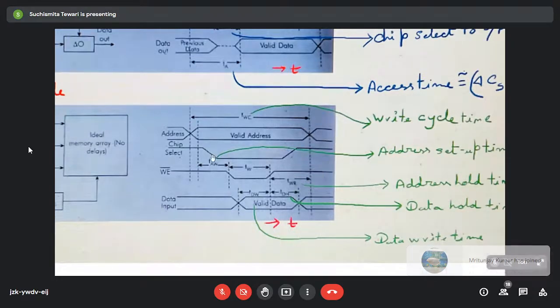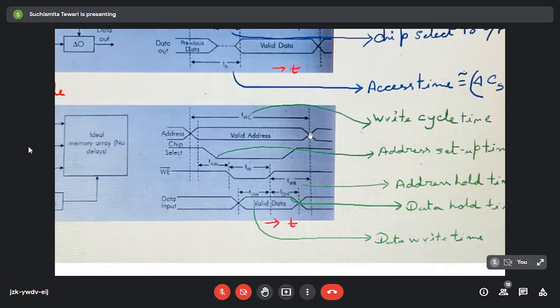And what is this one? This one is what we call the address setup time. Address setup time means before we enable this write signal, the address value should be stable to avoid any error. And the total time, from getting the valid address to here, this is what we call the write cycle time, denoted as WC.